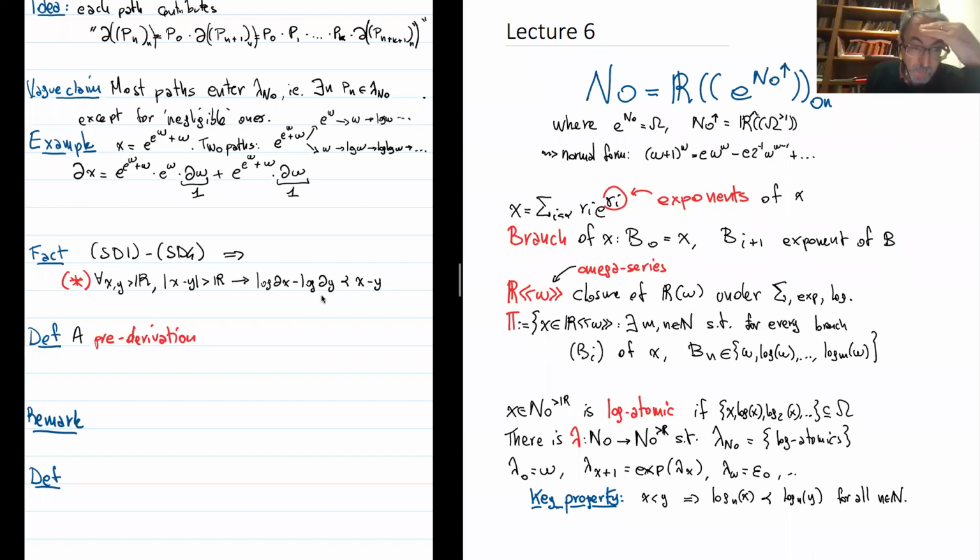And by the way, this condition is true in every H-field containing log, right? Closed under log. Yes, right. This is a good point. So SD1, SD4, they're true in Hardy fields. Well, except for the derivative of omega being 1, that doesn't make sense. But in a Hardy field closed under logs, this formula is still true.